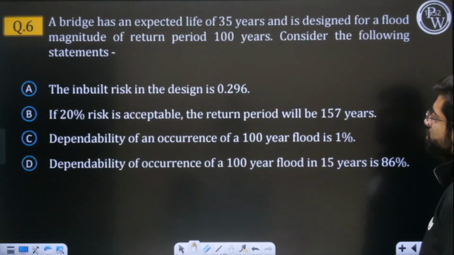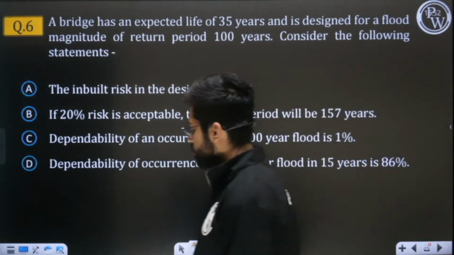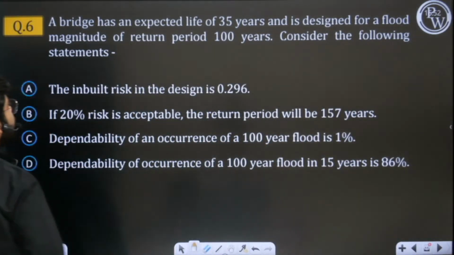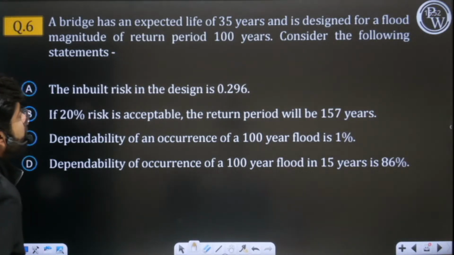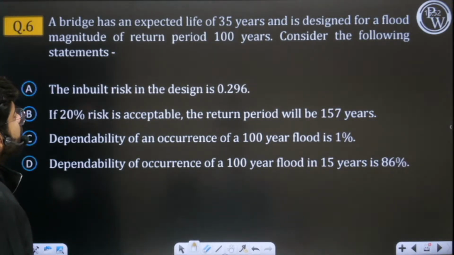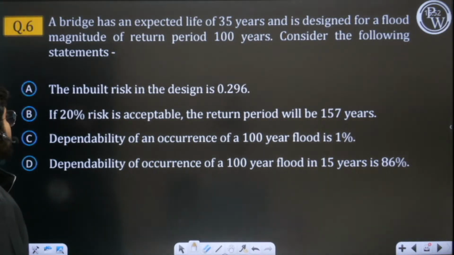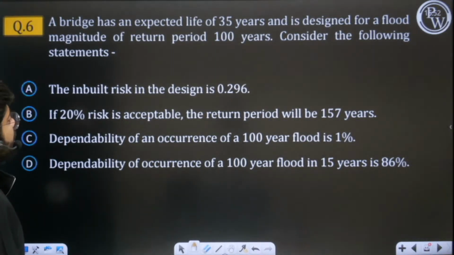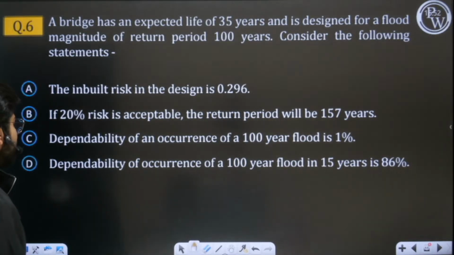Now we'll move on to question number 6. Question number 6 says a bridge has an expected life of 35 years, and is designed for a flood magnitude of return period 100 years. Consider the following statements. The inbuilt risk in the design is this much. So we will simply apply the formula for risk.